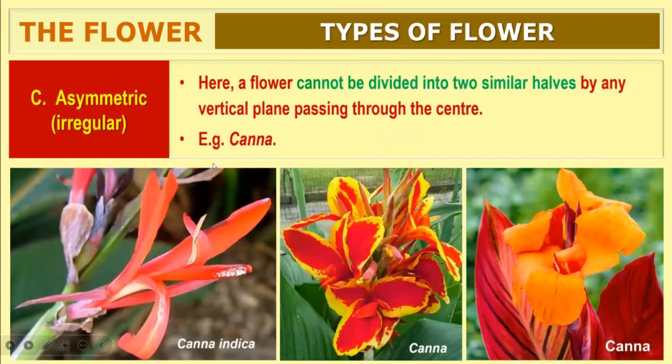And the last one is asymmetric. Here a flower cannot be divided into two similar halves by any vertical line passing through the center. Example: canna. This is a canna. You must have seen this in the garden. The leaves look like small banana leaves. Okay, canna it is called.